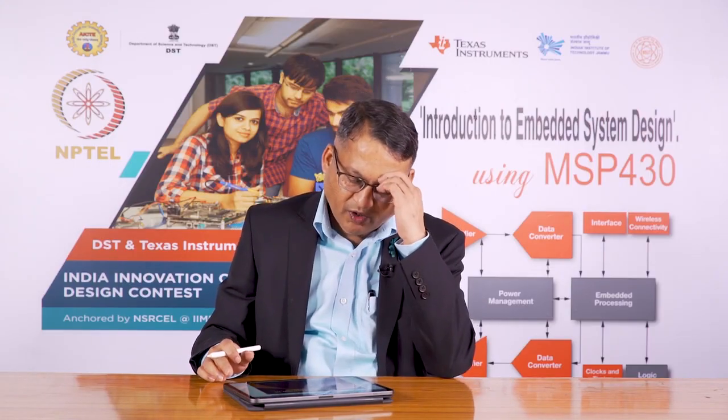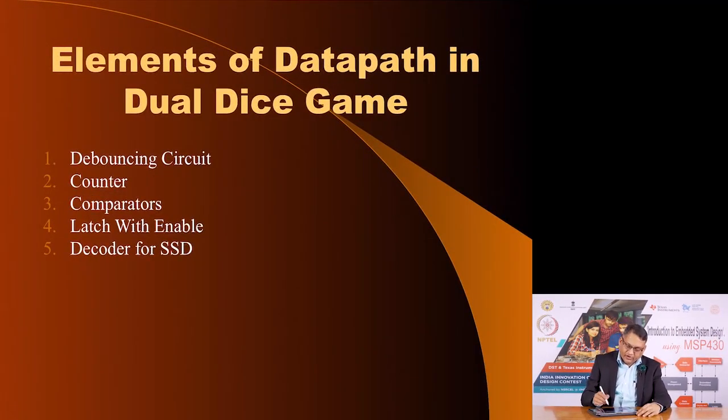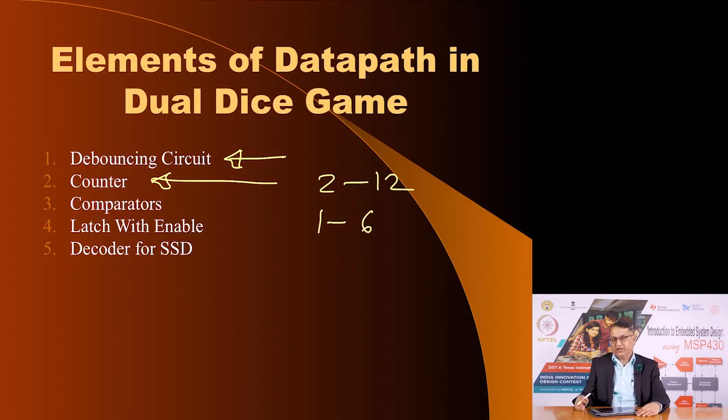Let us look at what are the kind of elements of data path that we may require. We would require a debounce circuit, because there is a switch which is a mechanical switch in nature, and when the user will press and release that, it will produce switch bounce. We will need some counters to implement the random number generators. As I mentioned, it could be a single counter to go from 2 to 12, or it could be two counters each of which have a number from 1 to 6, but then you will require another logic block to add these two numbers.